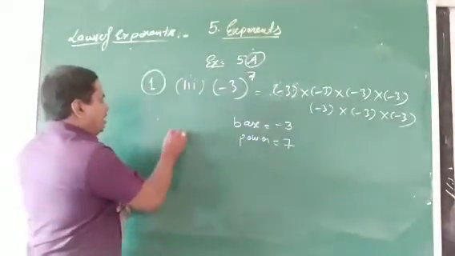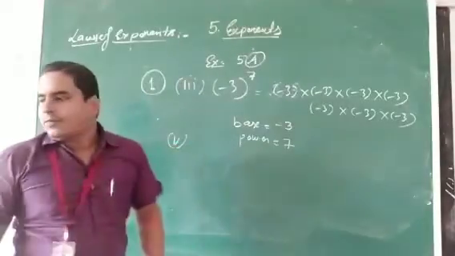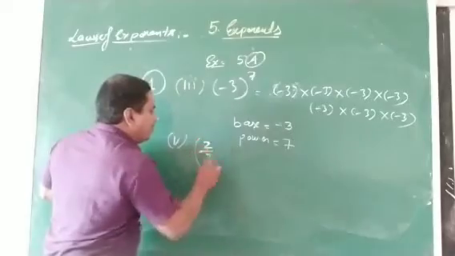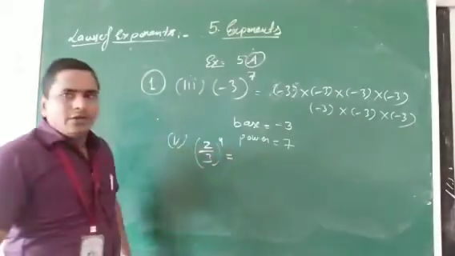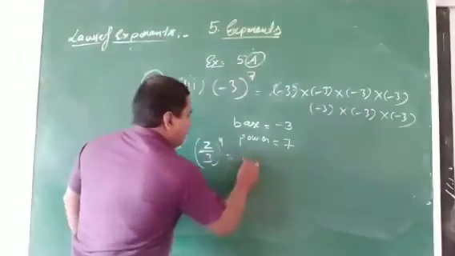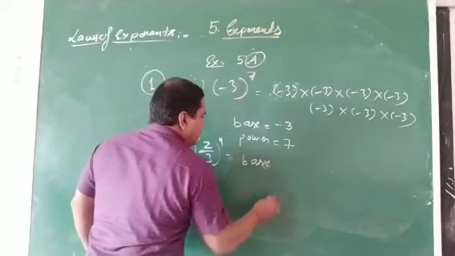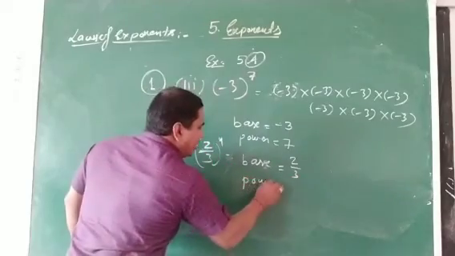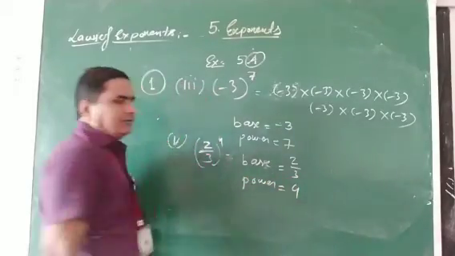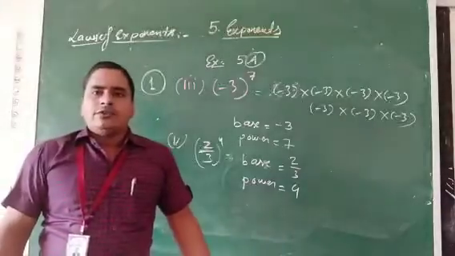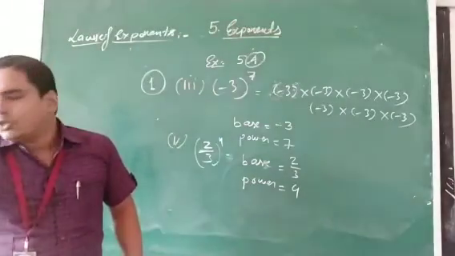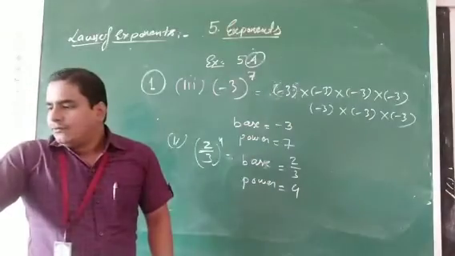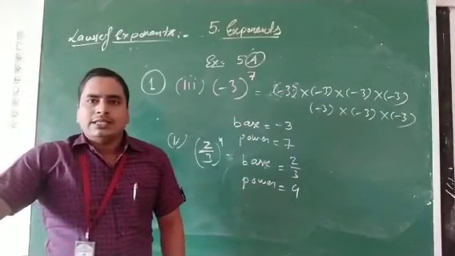Okay, now the last question, the 5th one. 5th part: 2 by 3 to the power 4. So here, what is the base? The base, which is multiplied by itself 4 times, is 2 by 3, and the power or index is 4. Okay, the rest of this first question we will try to solve. Next we proceed from question 2 in the next class. Thank you, students.